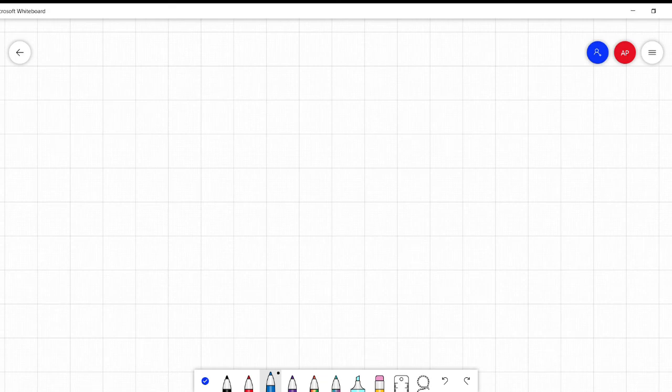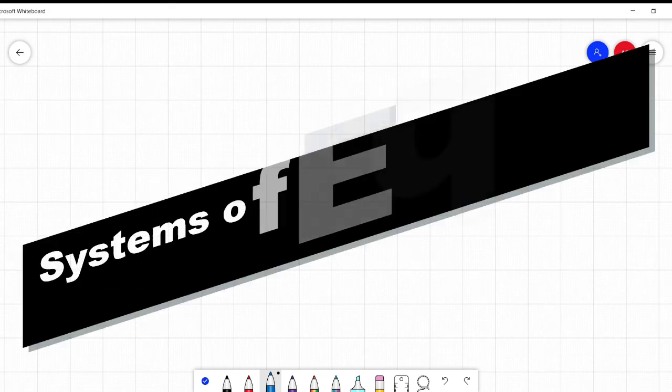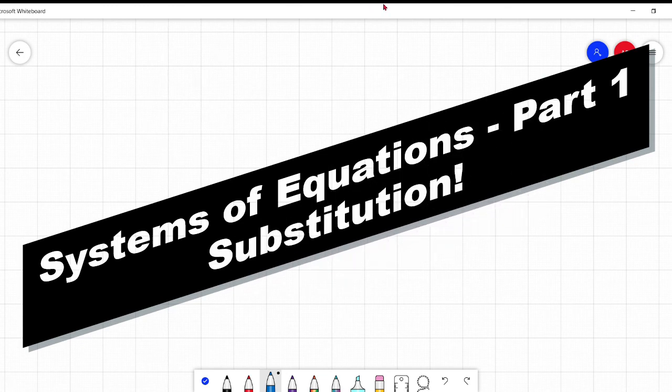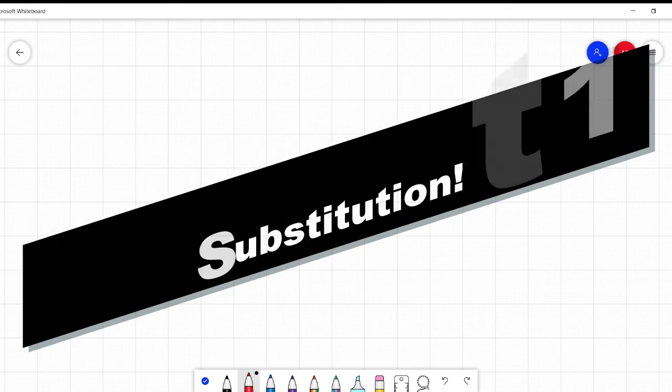So today's lesson is the first part of 3 talking about systems of equations. This one is going to be about substitution, part 2 is going to be about elimination, and part 3 is graphing. So if you need either of those 2 ways specifically, please go to the description below. I have the links down there for parts 2 and 3. This one, part 1, again, is about substitution.